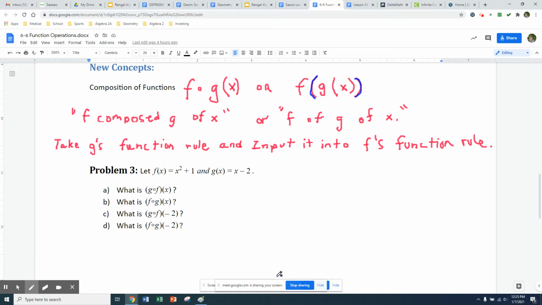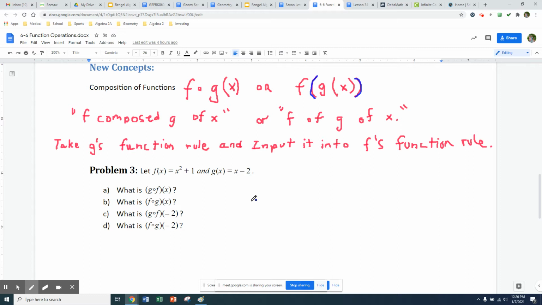It's still working with the function rules like yesterday. We'll take the g function's rule and put it into the f function's rule. If the f and g were flipped like they are in our first one, we're going to take the f function's rule and put it into the g function. So down here, this is g composed of f of x. We're going to put the f function rule into the g function.